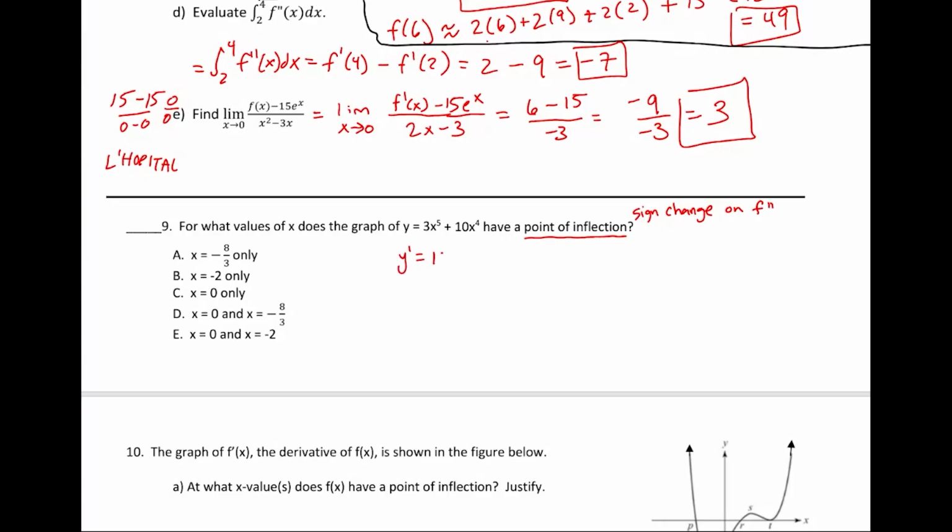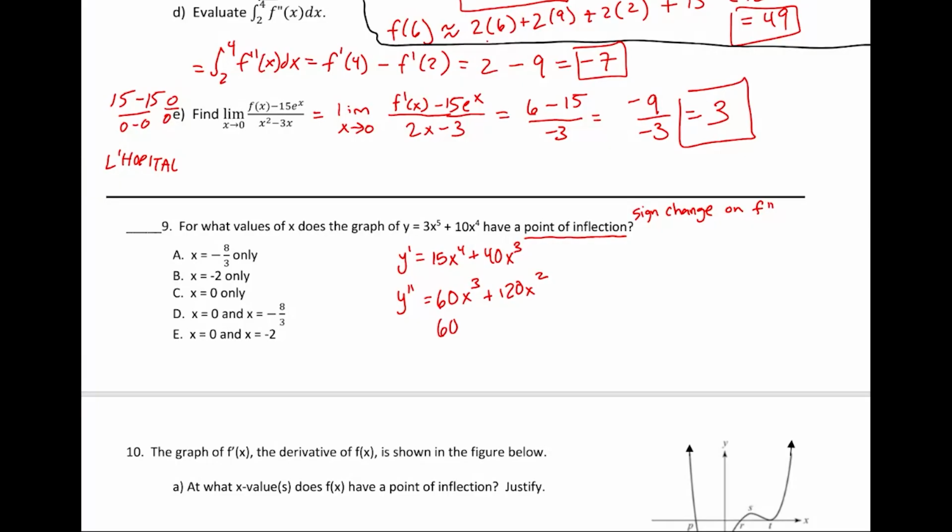Y prime is going to be 15x to the 4th plus 40x cubed. Y double prime then, let's see, 4 times 15, 60, x cubed plus 120 x squared. Now this is a polynomial function, so it's not going to be undefined anywhere. We don't need to worry about that. But what we do need to do is find the zeros of this function.